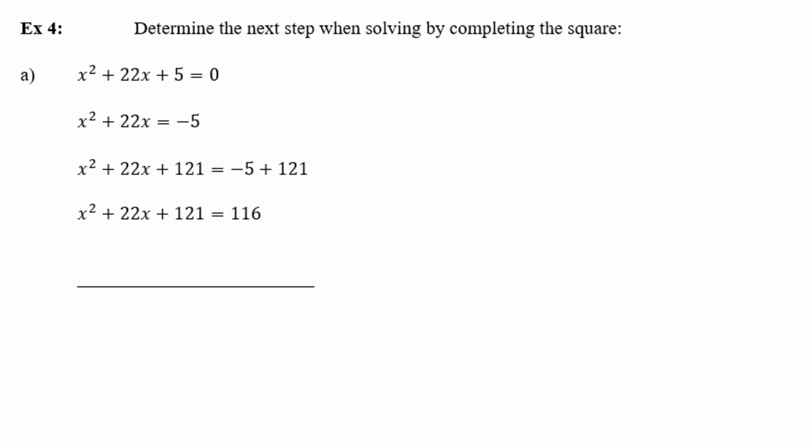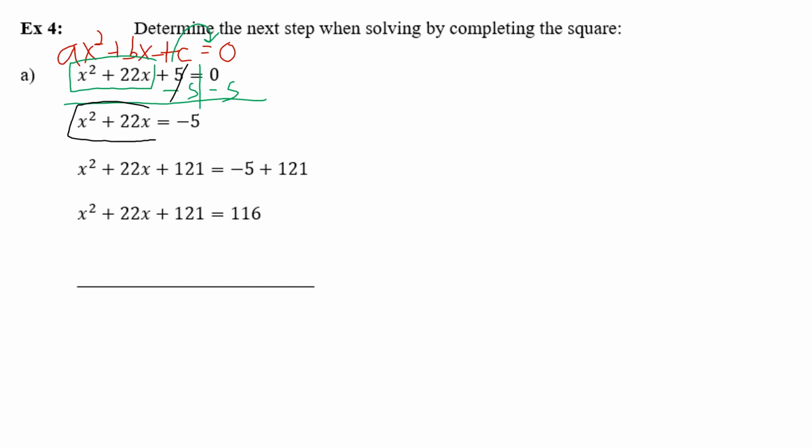Example 4. It says determine the next step when solving by completing the square. So again, same process, but we're taking it one step further. So first things first, we're given an equation in standard form: ax squared plus bx plus c equals 0. And remember, just like before, we want to get the x's by itself. So we want to get rid of this positive 5 by putting it to the other side. The way we're going to accomplish that is by subtracting, since it's already positive. On my left, 5 minus 5 is 0, so we're left with x squared plus 22x. On the right, 0 minus 5 gives you negative 5.